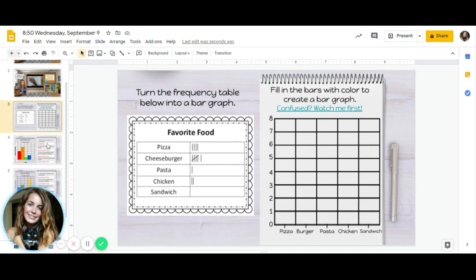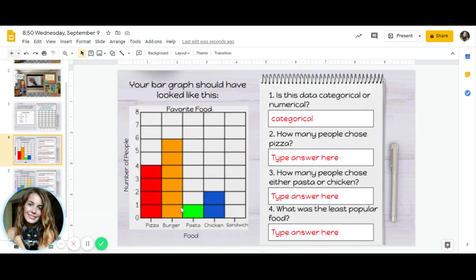So on this slide, you were asked to fill in the bars to make a bar graph, and the next slide actually shows you what that bar graph should have looked like. You might have used different colors, and that's fine, but this is how much you should have shaded in for each food. Then you were asked to answer some questions about this bar graph.